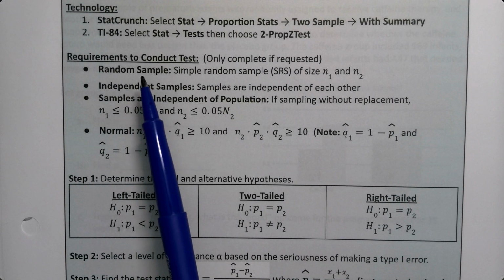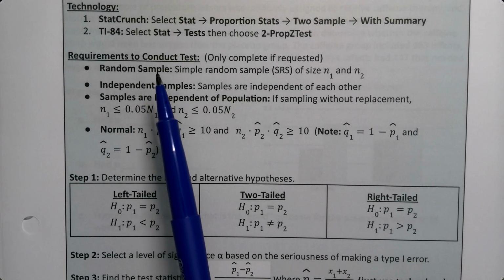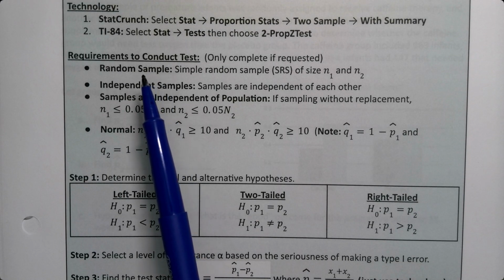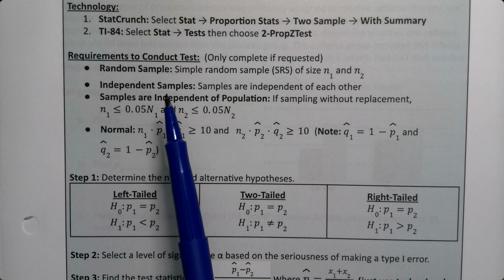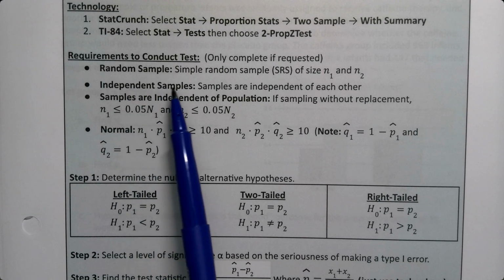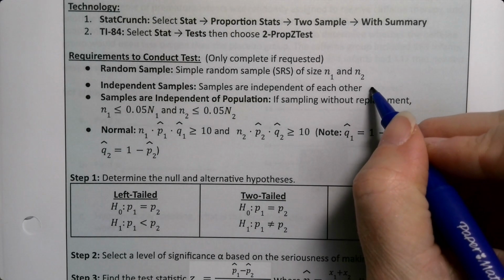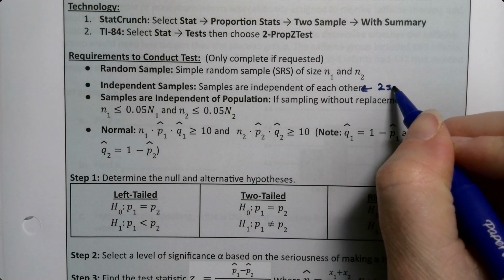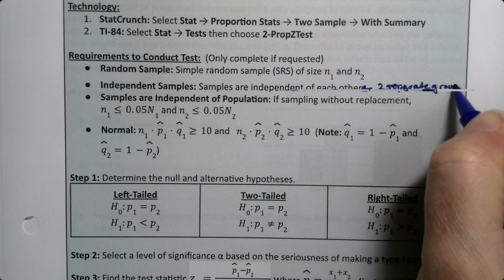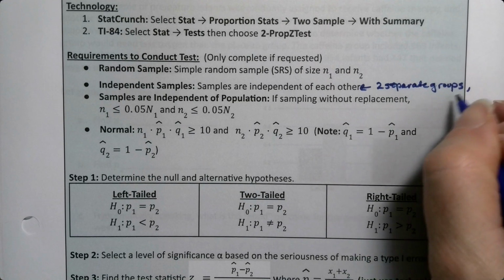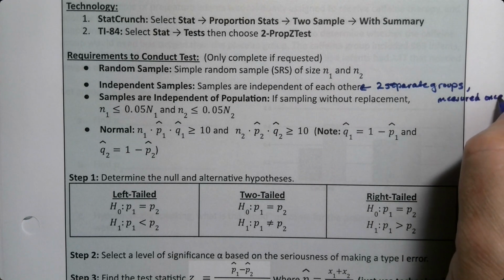So we have random, of course, because we learned a long time ago that if things aren't random, they are biased, and then we have problems, right? In particular, we have sampling bias problems. And now we have this new piece right here. So independent samples, that's new. That's the whole, there's two separate groups measured once. That's new. We haven't had that before this chapter.